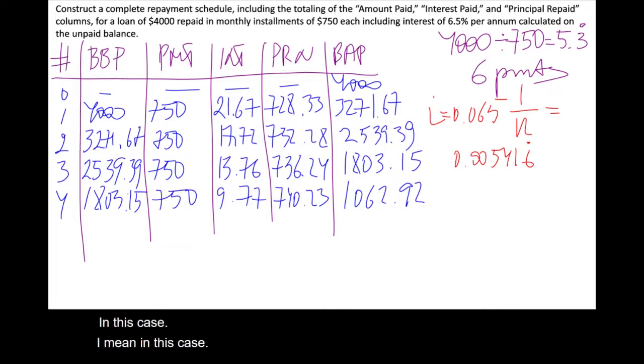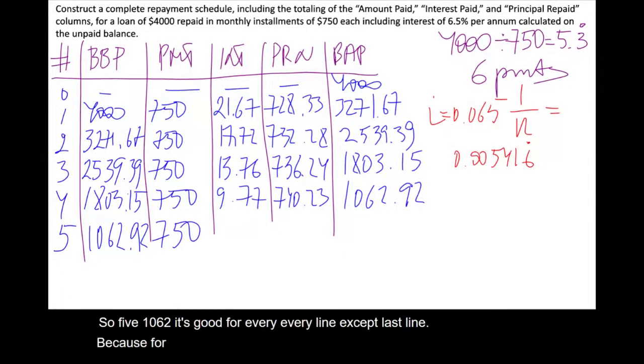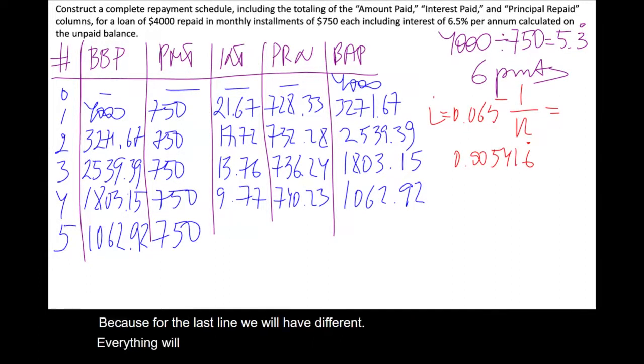I mean, a good way to check would also be that if you have, for example, 13.76 and then all of a sudden you have 12, it wouldn't make sense. Yes, that's a good observation. So 5, 10, 62 is good for every line except the last line, because everything will be different for the last line.